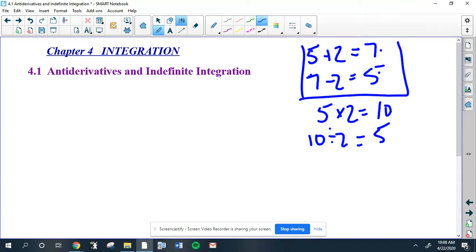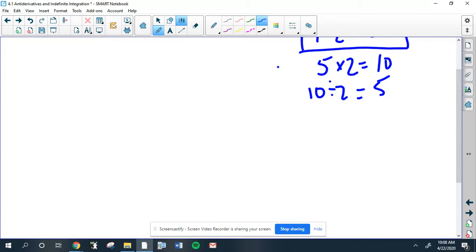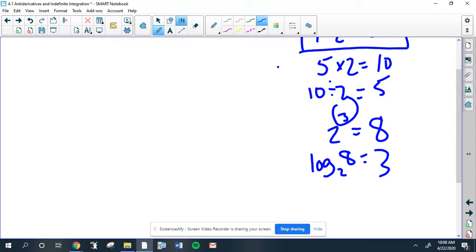you get 5. And you can go all the way up to logs and trig functions, and you learn that 2 to the third was 8. And remember, the inverse of an exponential function is the log with the same base. So log base 2 of 8 should equal 2, or I'm sorry, should equal 3, and it does. So those are all inverse functions.